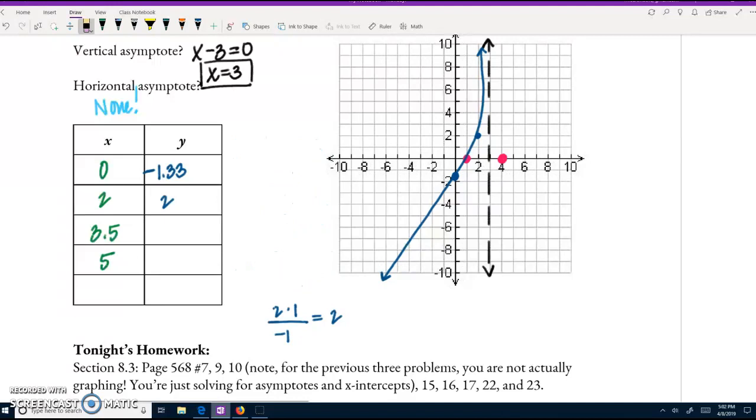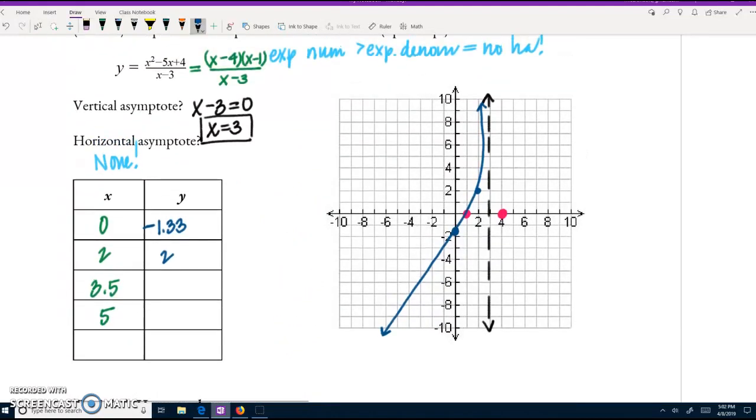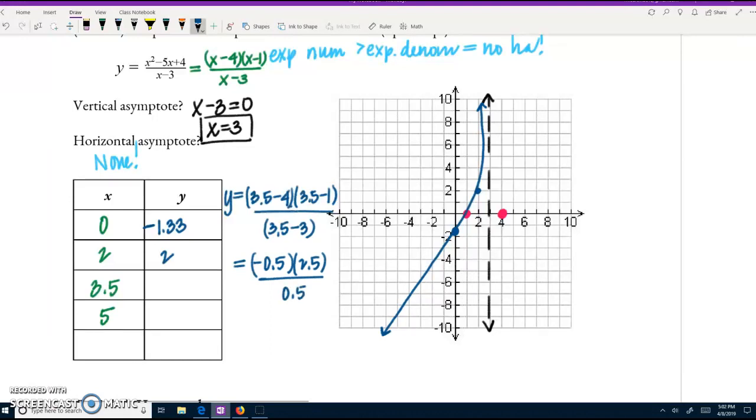I'm still going to work with the factored form to see what I get out from plugging back into that green up there. So I'll have y equals 3.5 minus 4 times 3.5 minus 1 all over 3.5 minus 3. So this is going to give me negative 0.5 times 2.5 all over, this is going to give me 0.5. So my final output here when I plug in 3.5 is going to be negative 2.5. So if I go to plot this, 3.5 is right about here, and then negative 2.5 is right here.